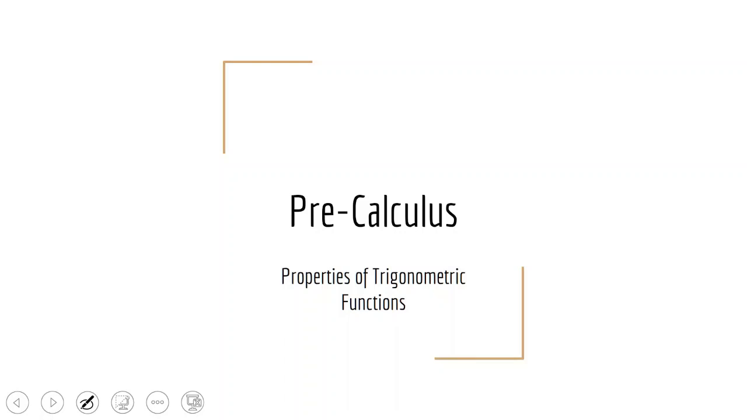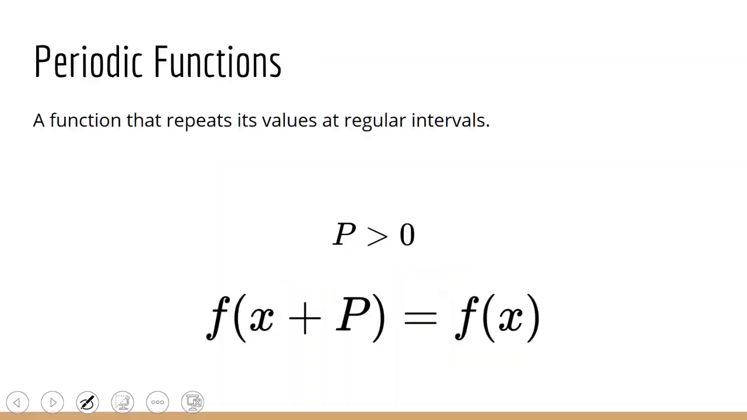Now that we are familiar with trigonometric functions, let's dive in a bit more on their properties. Firstly, the trig functions are periodic. So what does that mean? A periodic function is a function that repeats its values at regular intervals. In more mathematical terms, we can say that there is a positive number p, where for every x in the function domain, f of x plus p is the same as f of x.